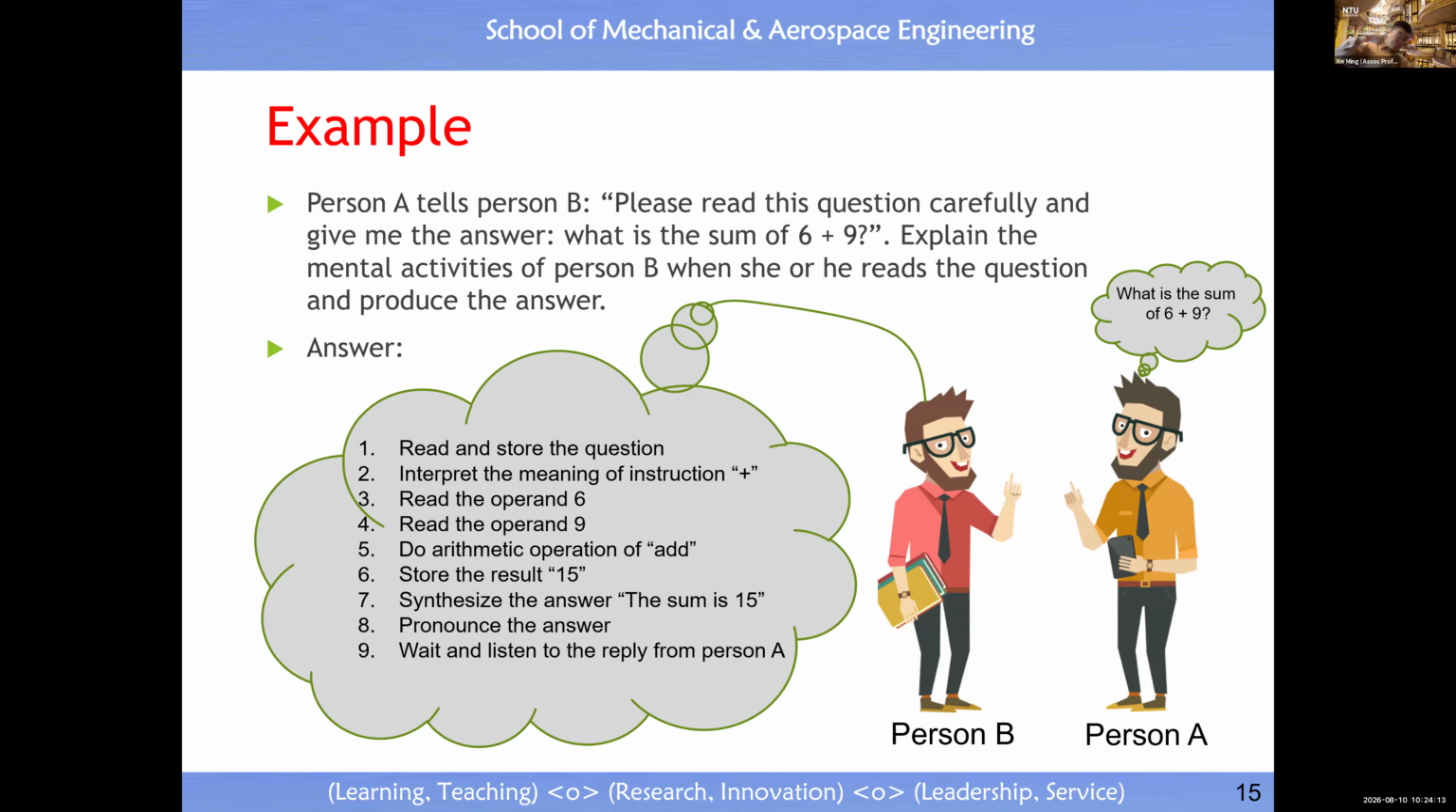Then use the sentence to control the muscle of the speech to produce the sound as an output, which will respond to person A. So you see a lot of mental activity occur inside person B, right? Then you ask yourself, if let's say we want to replace person B by a robot, okay, then how are you going to design such a robot which could replace person B?